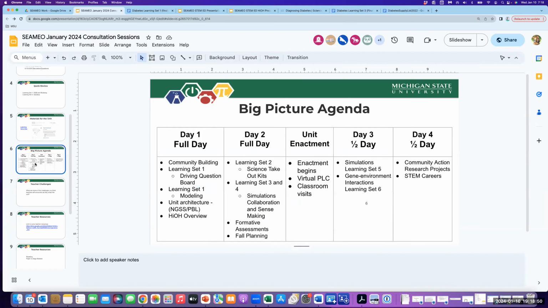I wanted to go to the next slide. When we're thinking about setting up professional learning for the teachers, this is typically how we plan it. We provide this kind of big picture agenda. I'm not sure how many days or how much time you have with the teachers to prepare them for enactment of the unit, but typically we have 2 full days of professional learning with the teachers.